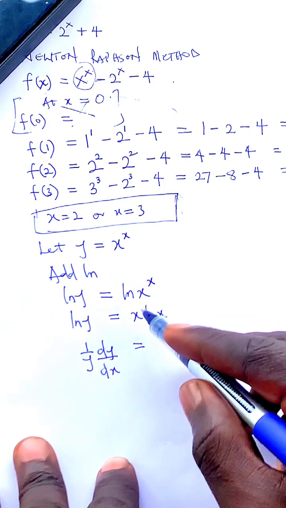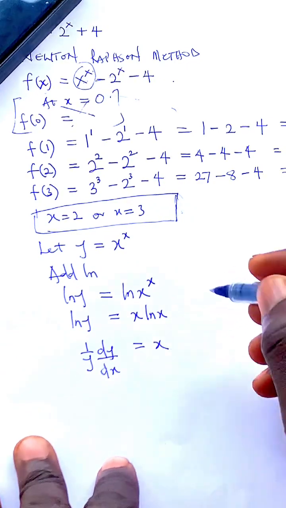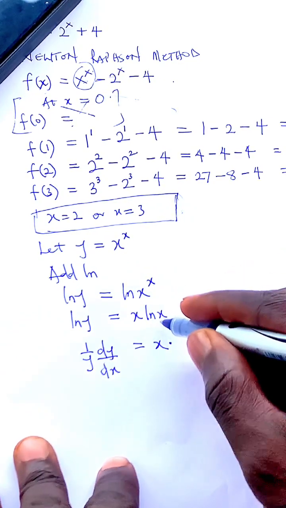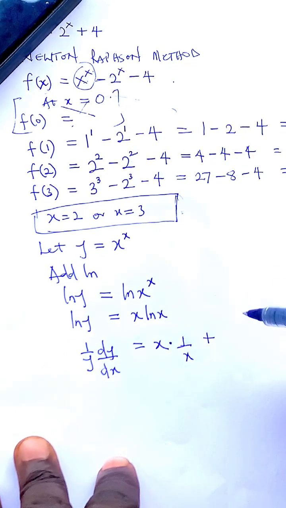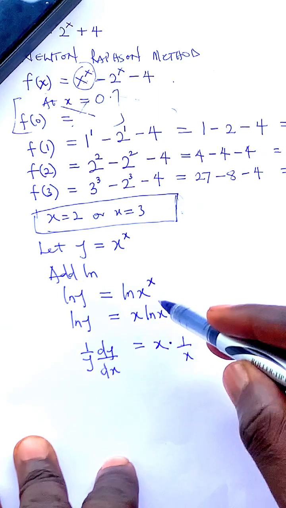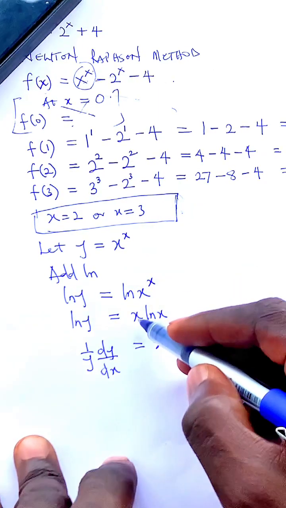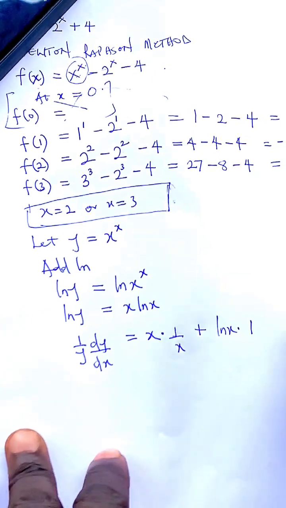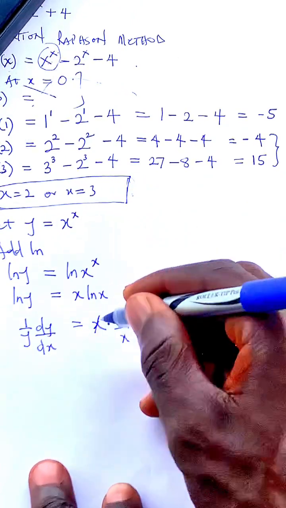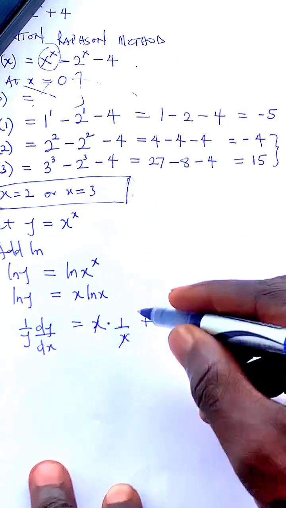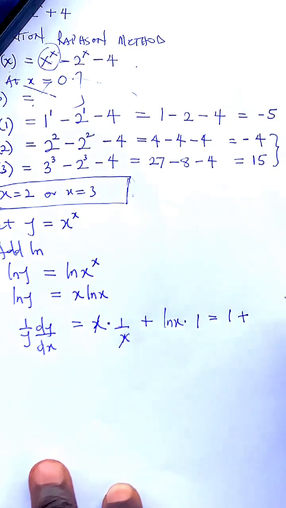Here is a product rule. So the simple step is to take this one first, x, times the derivative of the other one, which is 1 over x, plus, next, you take this one first, ln x, times the derivative of the first one, 1. And this one now, x will cancel x, then here will be 1, plus ln x times 1 is ln x.